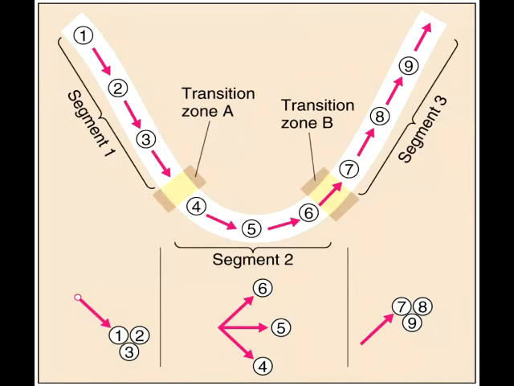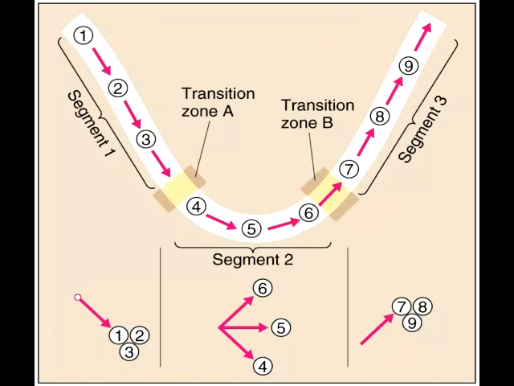The air parcels at the positions 1 to 3 experience little change in direction and therefore no relative vorticity. The air parcels at the positions 4 to 6 experience counterclockwise spin and therefore positive relative vorticity. The air parcels at the positions 7 to 9 experience little change in direction and therefore no relative vorticity. The change of vorticity occurs in the transition zones A and B.